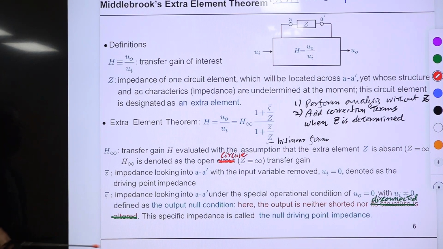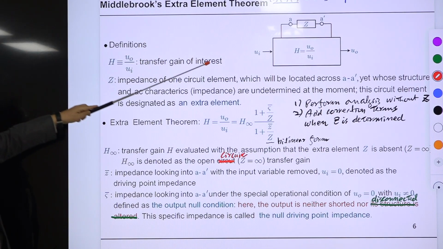All right, let me go through this. Maybe we repeat this in this coming Thursday. I have some definitions. This is the system.